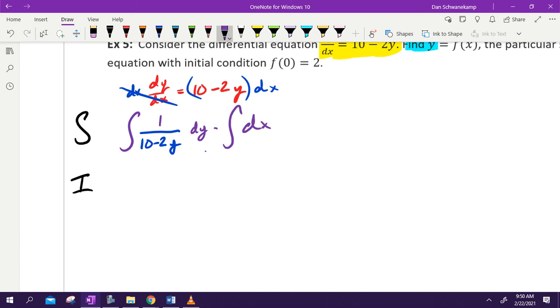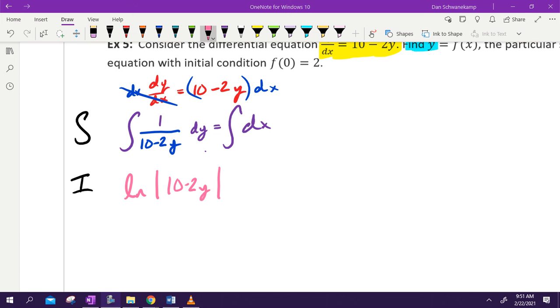What is the antiderivative of 1 over something with y to the first power? That is ln. This is just a simple ln over here on the left side. Now, there's going to be some parts to that, but it is ln absolute value, 10 minus 2y. I need something else in front of that natural log. Talk with your neighbor real quick and figure out what it is.